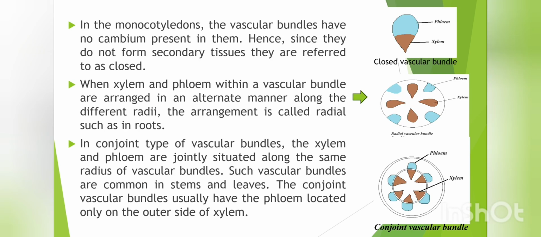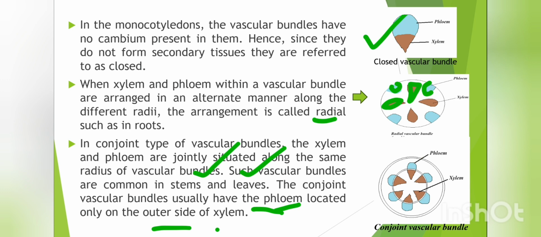Then in monocot stem the cambium is totally absent between xylem and phloem and it is referred to as closed vascular bundle. Then what is radial vascular bundle? Radial vascular bundle is where xylem and phloem patches are separate from each other, and this type of radial vascular bundle is seen in roots. Then conjoint vascular bundle, where the xylem and phloem are present together as in stem and leaves. The conjoint vascular bundles usually have phloem located only on the outer side of the xylem. So phloem is present on the outer side and xylem on the inside.